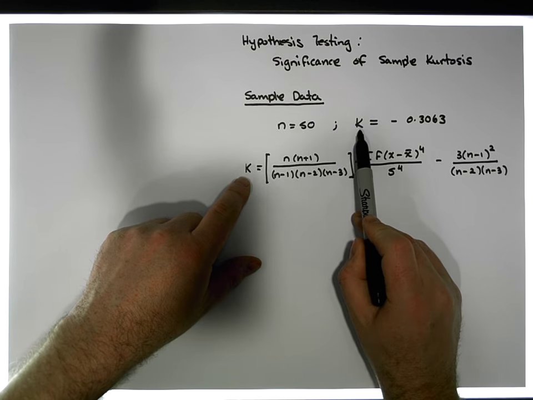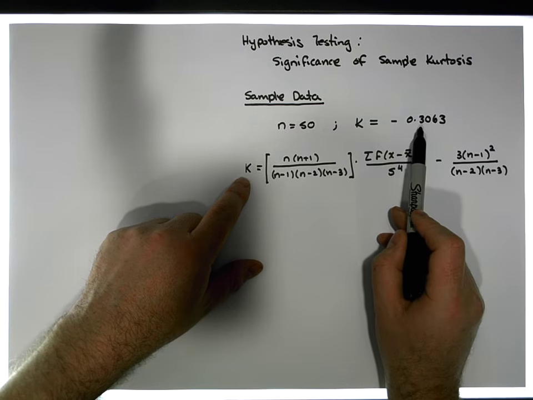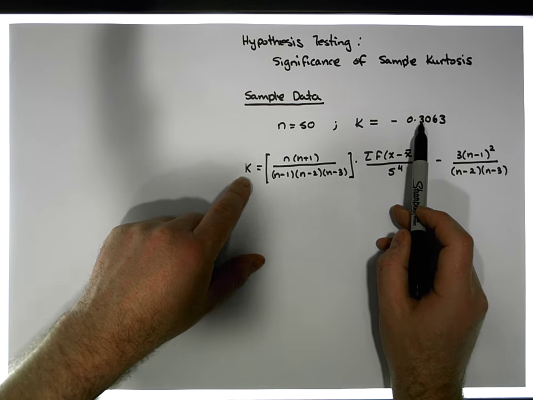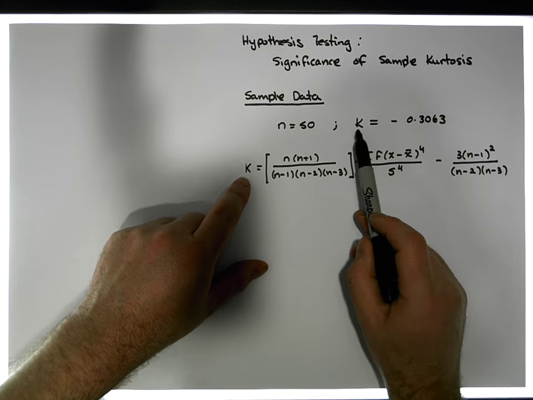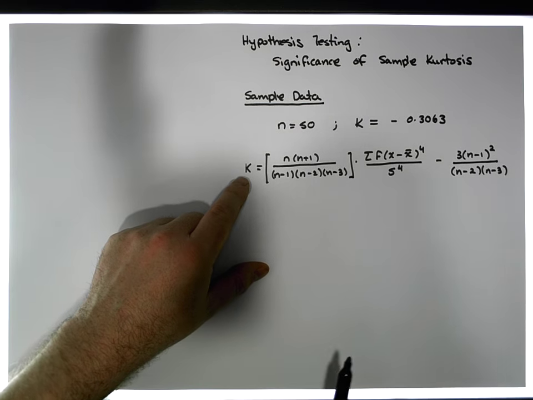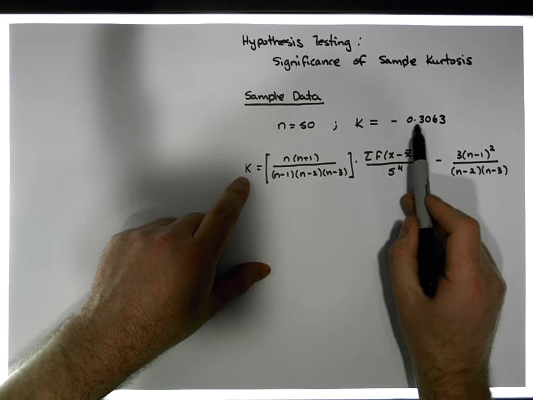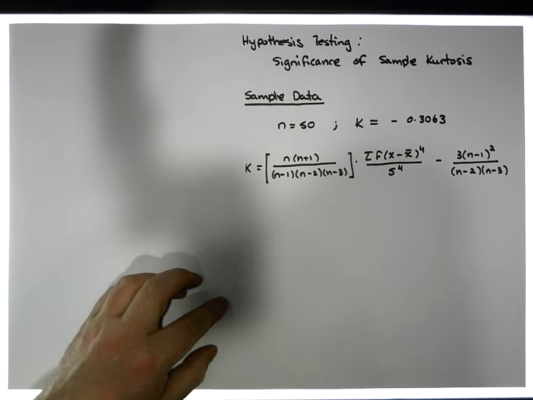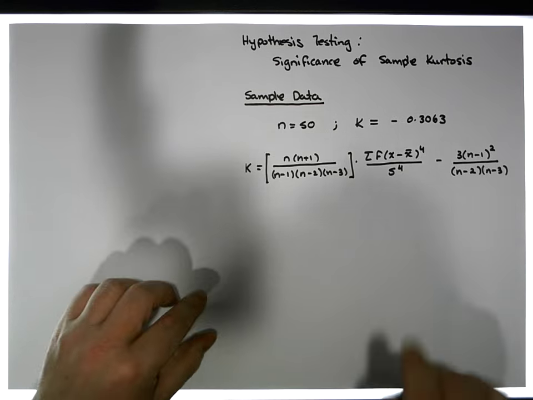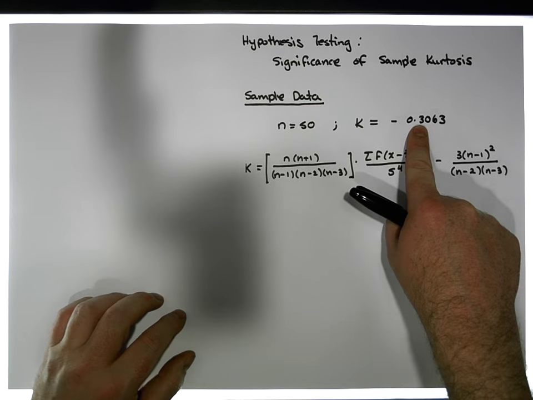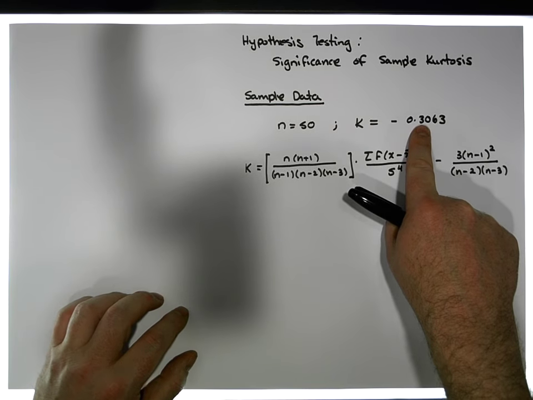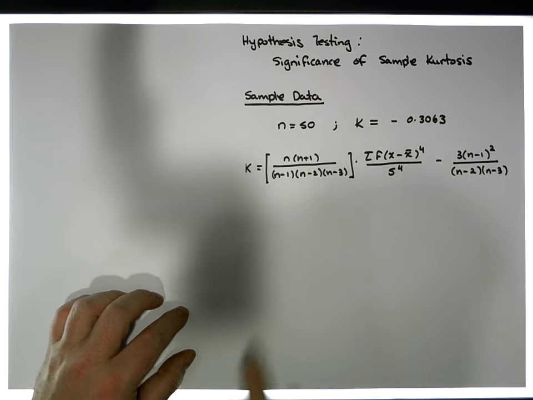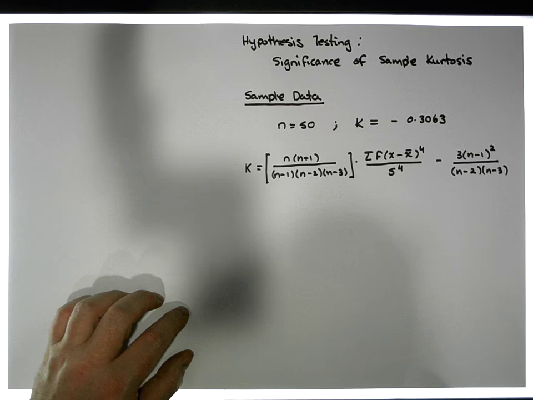So a kurtosis value that's greater than 0 would be indicative of a leptokurtic distribution. That's a distribution that's peaked relative to a normal distribution. A kurtosis that's negative would be indicative of a platykurtic distribution. That's a distribution that's quite flat relative to a normal distribution. And in this case, we have a negative kurtosis. So what we want to do is test the significance of this. I mean, how confident are we that this particular distribution is in fact platykurtic? And to do that, we're going to need two things.